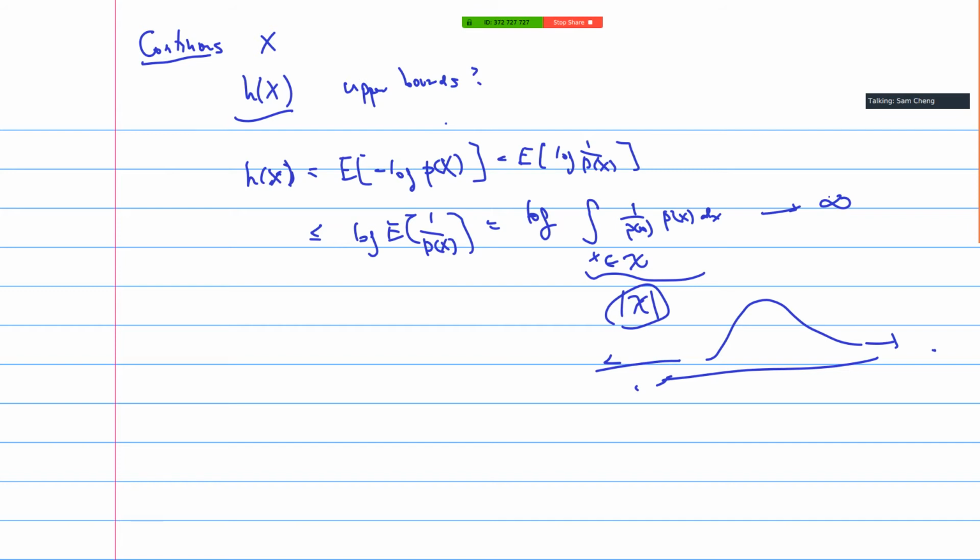So in the sense we want to have a more interesting bound, one thing we can do is impose some more constraints. For example, I don't know what you guys will think. Maybe I can constrain the support size, but it won't be too interesting, right? For example, I say the support is only from 0 to 2.